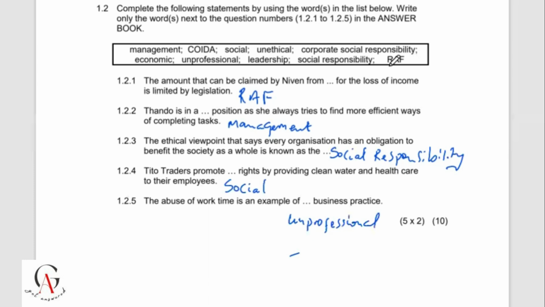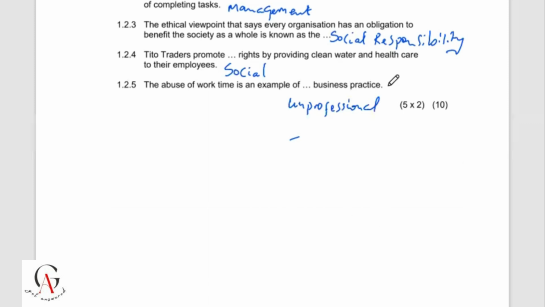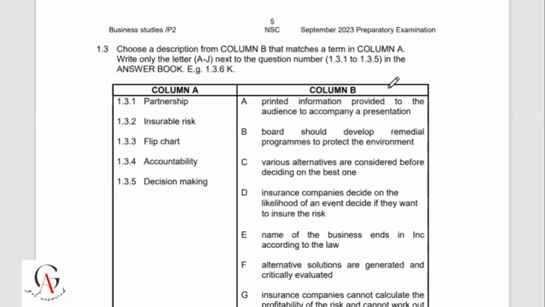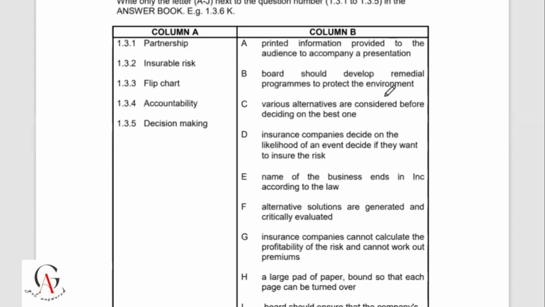Okay, right, grade 12. So now let's move on to 1.3. So now 1.3 reads as follows. Choose a description from column B that matches a term in column A. Write only the letter A to J next to the question number. So it means that next to 1.3.1 to 1.3.5 in your answer book.